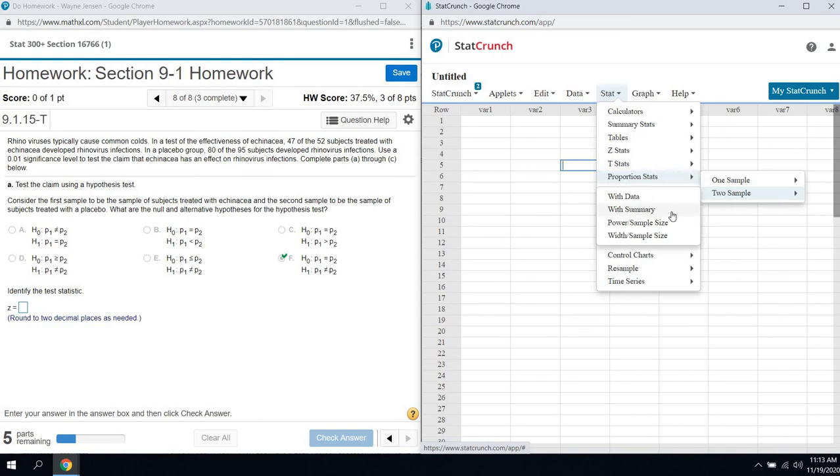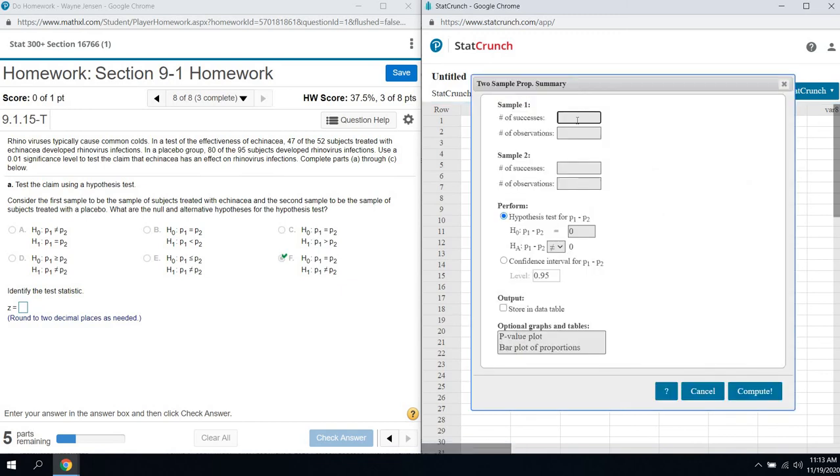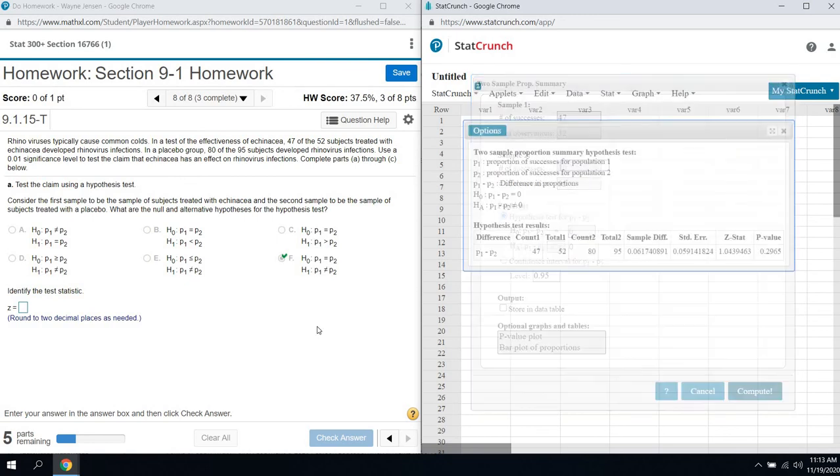We're dealing with 2 samples. It's all been summarized for us. Let's go talk about the first group. 47 out of the 52 developed the rhinovirus, and 80 out of the 95 that were given the placebo. And this is the right null hypothesis. We want the one that's equal to 0. This will always be 0, by the way. And P1 minus P2 not equal to 0 is right, so we just hit compute.